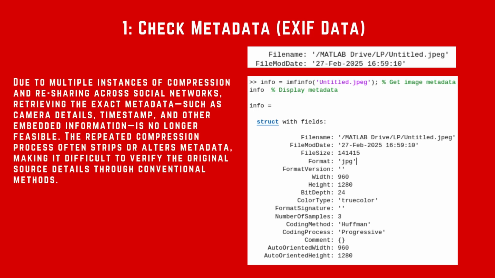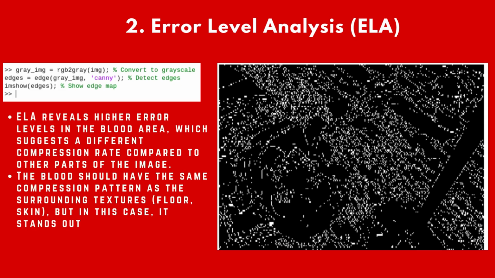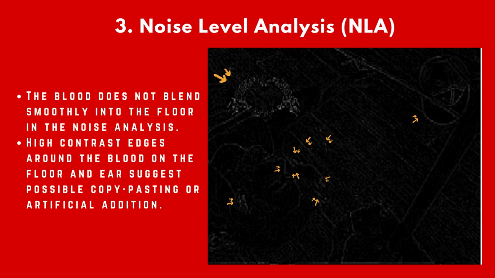The repeated compression process often strips or alters metadata, making it difficult to verify the original source details through conventional methods. The error level analysis reveals higher error levels in the blood area, which suggests a different compression rate compared to other parts of the image. The blood should have the same compression pattern as the surrounding textures, floor, skin, but in this case, it stands out. When it comes to noise level analysis, the blood does not blend smoothly into the floor. High contrast edges around the blood on the floor and ear suggest possible copy-pasting or artificial addition.